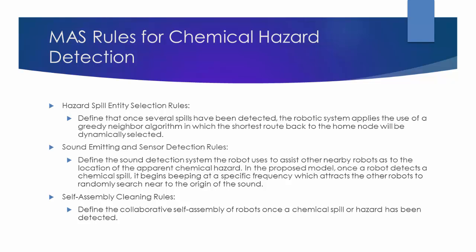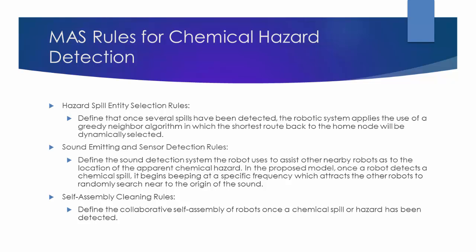The third and very important MAS rule is the self-assembly cleaning rule. This rule basically defines a collaborative self-assembly of robots. Once a chemical spill has been detected, unlike the ants foraging model, this model will detect and eradicate any hazard, and will specifically detect how many robots are needed. If the spill is too big, more robots will arrive. If a spill is too small, not as many robots will arrive.